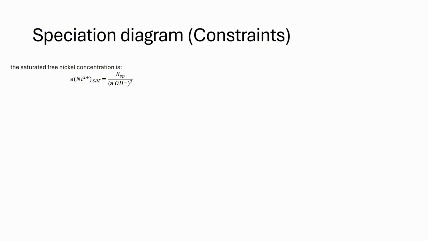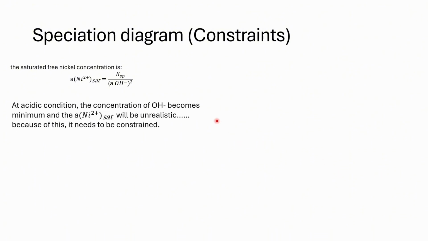Not all nickel added to the solution will dissolve as free ions. Some of it will precipitate. The amount that precipitates is governed by the solubility limit of nickel hydroxide. When the ionic product of the nickel and hydroxide exceeds the solubility limit, precipitation occurs. Under acidic condition, the hydroxide concentration is very low. As a result, the calculated nickel activity can reach values as high as 10 to the power 10, which is not thermodynamically feasible and must therefore be constrained.